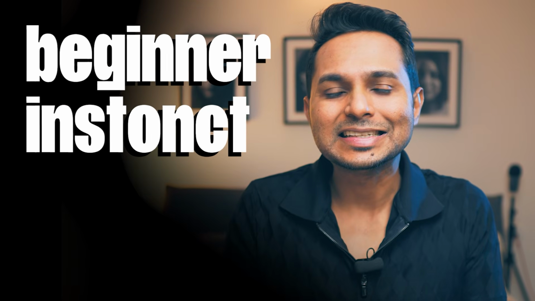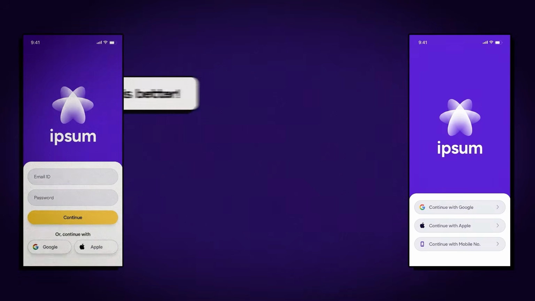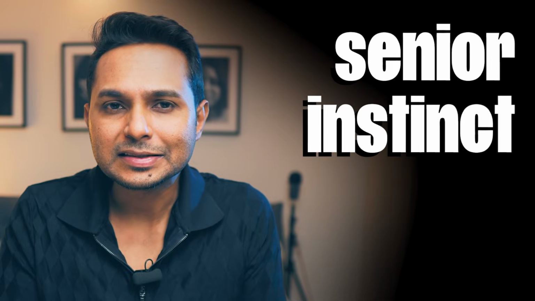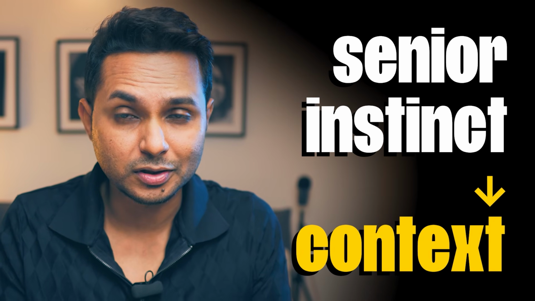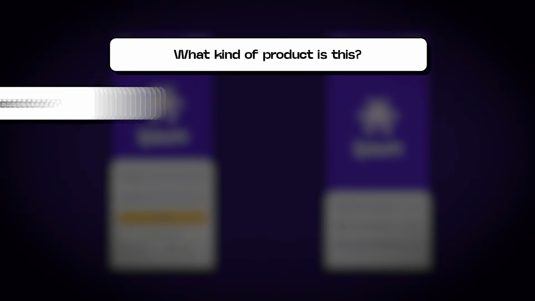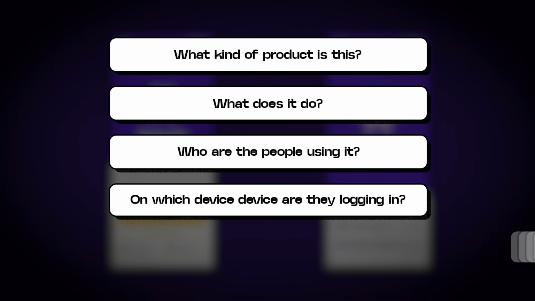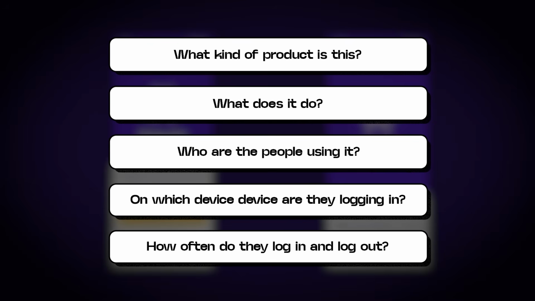The beginner instinct in design is to rank. This is better than that. This looks more pro. This is the right way. The senior instinct is to ask context first. What kind of product is this? What does it do? Who are the people using it? On which device are they going to log in? How often do they log in and log out? This context changes the decision a lot.